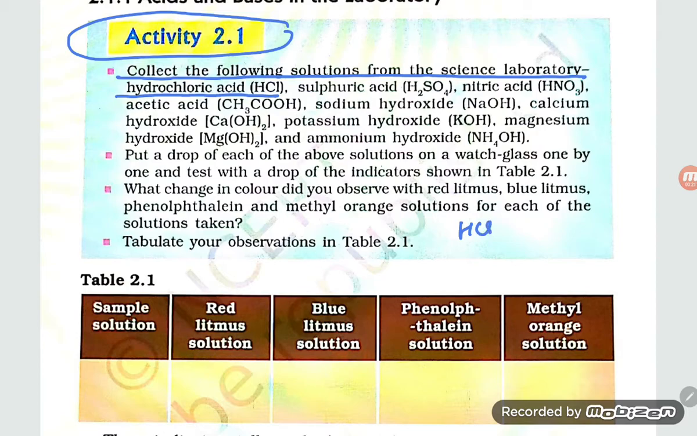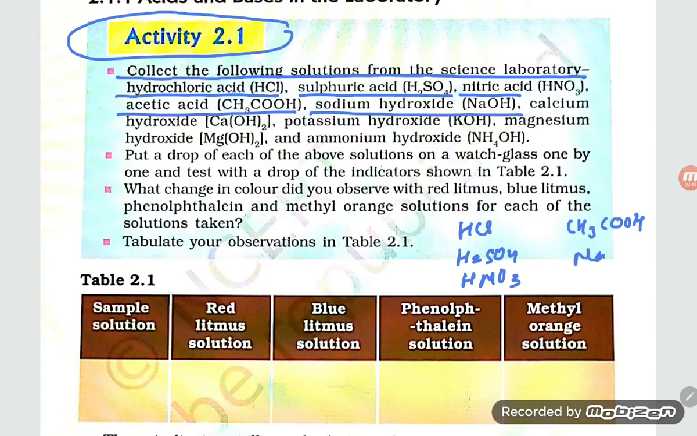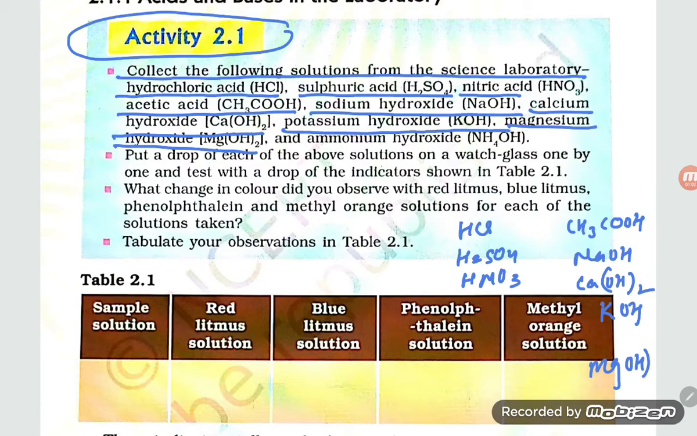What are we collecting, students? First one is HCl. Then sulfuric acid, that is H2SO4. Then nitric acid, that is HNO3, and lastly acetic acid, CH3COOH. Now they are saying sodium hydroxide, NaOH, and calcium hydroxide, Ca(OH)2. Potassium hydroxide, that is KOH. Magnesium hydroxide, Mg(OH)2.